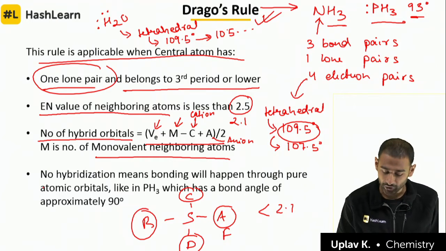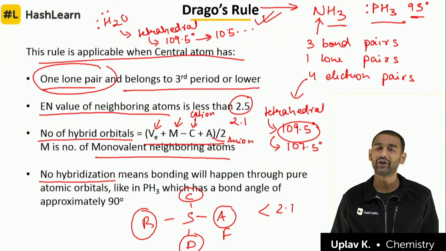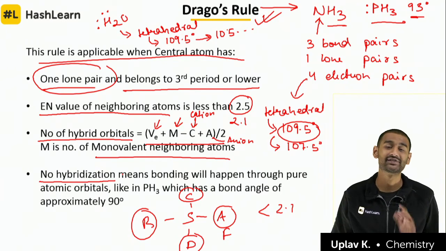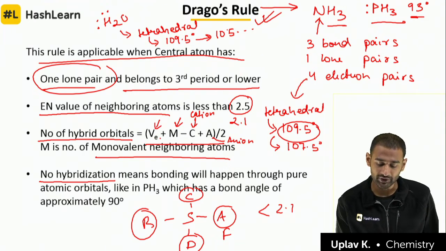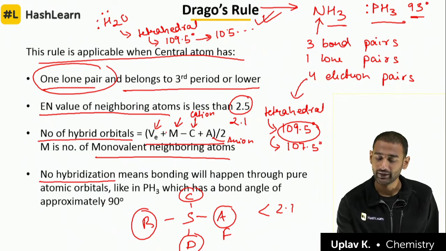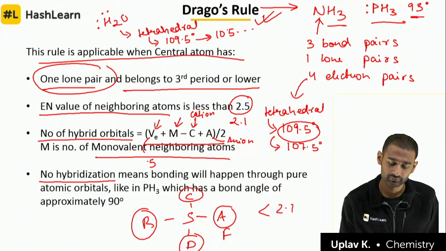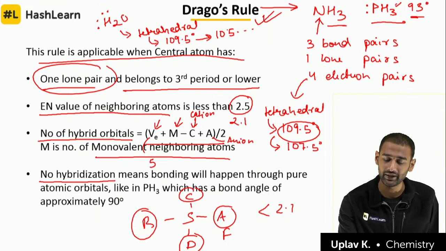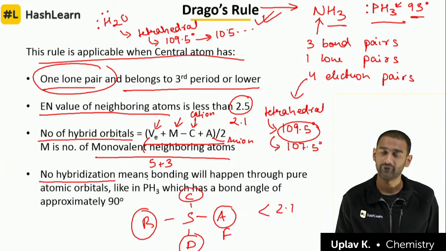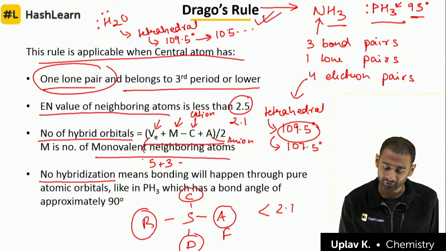Now see what is happening. If you use this formula and you find that the number of hybrid orbitals is 0, let's try to find it. Suppose I am talking about something like PH3. In PH3 can I say that I have 5 valence electrons? So I can put this as 5. Now M is the number of monovalent atoms. How many monovalent atoms are there? 3. So that plus 3. Minus C, that is the charge on a cation, plus A. So basically these two will cancel out. So what do we find in this case?